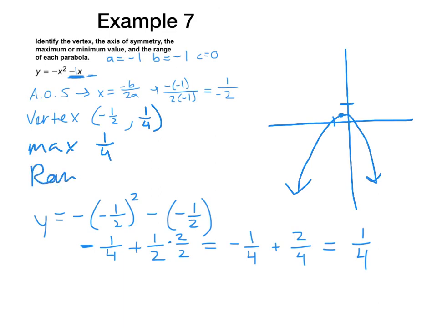And then what's our range? If we start at the bottom, this graph goes to what? It goes down, so where's it going? Negative infinity. So it starts at negative infinity, and where does it end? 1/4.